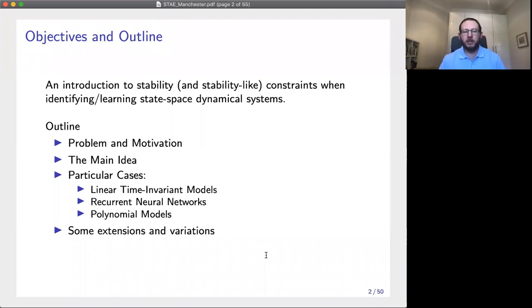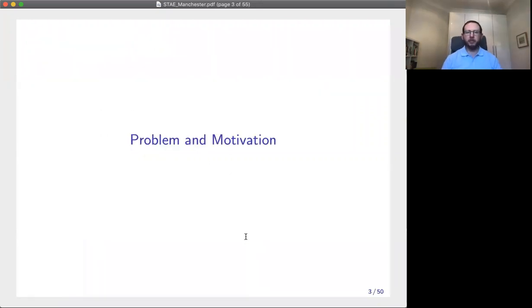And with each of these, as we go from linear to RNN to polynomial, each step allows us to introduce some new concepts along the way. Then we'll see how we go with time. There's a bunch of variations and extensions of these ideas that we can discuss, but we may run out of time. Okay, so problem and motivation.